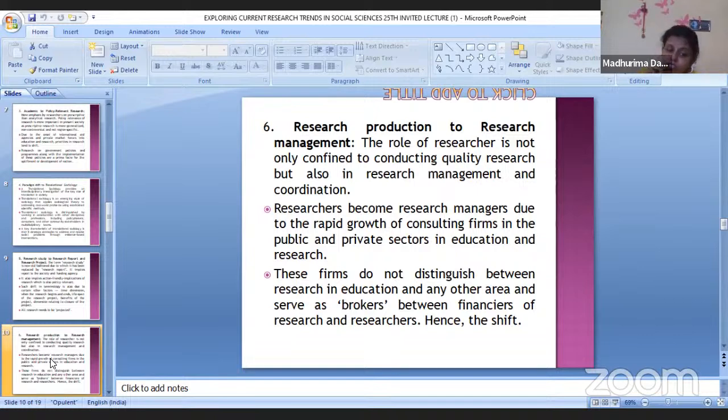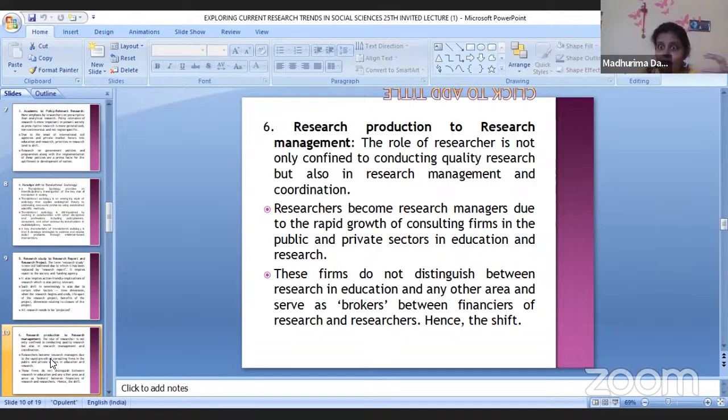Now, researchers can become research managers due to the rapid growth of consulting firms. Remember, managers, management has to do with private ownership of education and research. I was talking about it. That is possible because of the onset of private consultancy firms, both in the public and private sectors in education and research. So whenever the term management comes into the scenario, we know that research is becoming privatized. Private consultancy firms are taking a grasp and controlling the research.